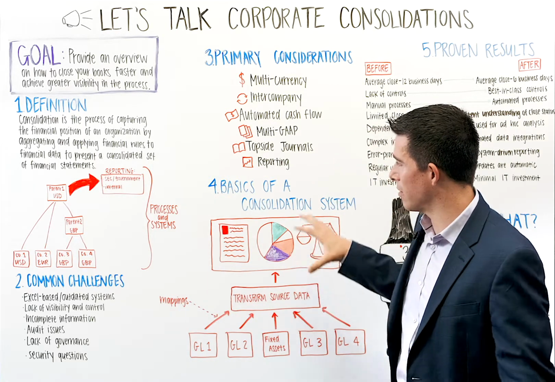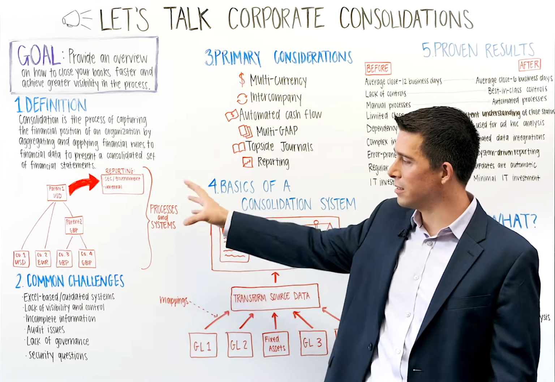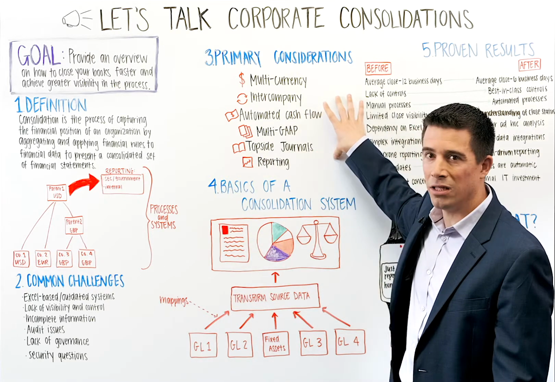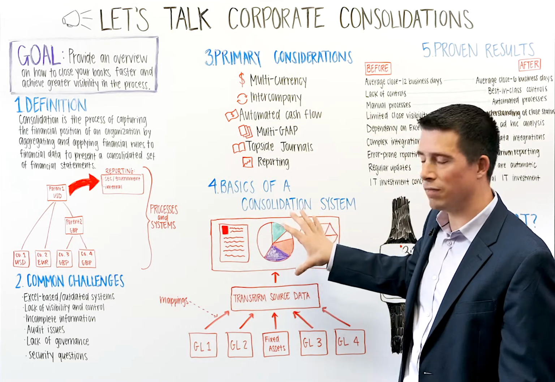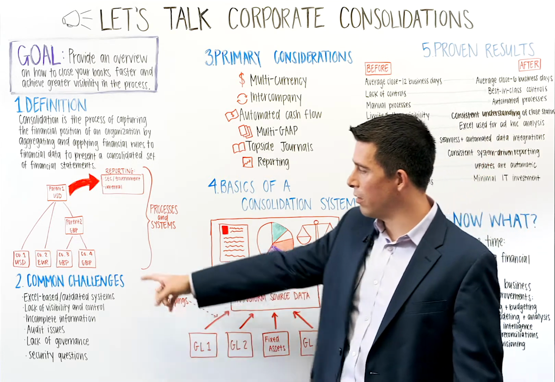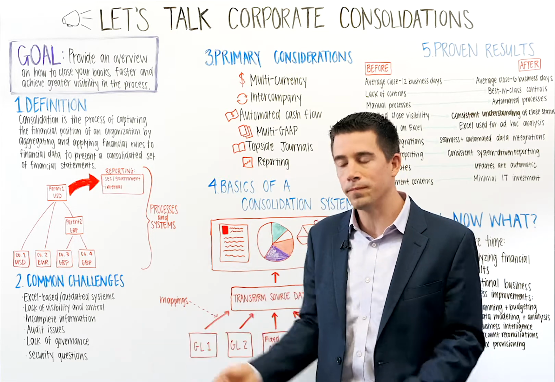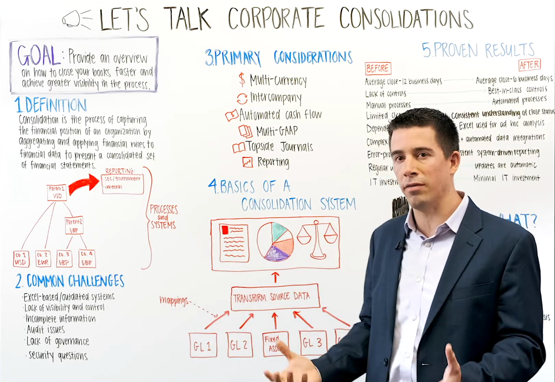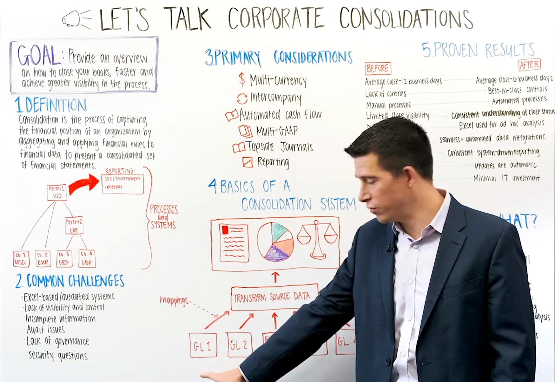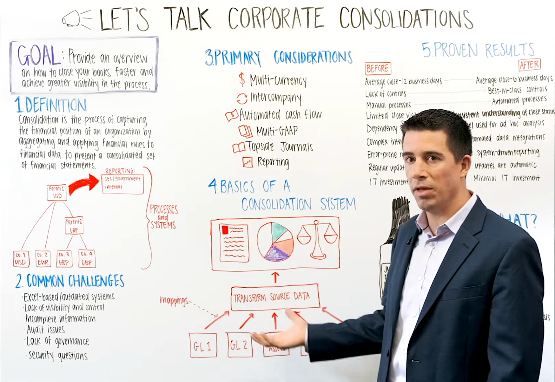So let's talk about the basics of a consolidation system. We talked about a lot of the defined consolidations. We talked about a number of the common challenges and also some of the primary considerations. Now, if you really get into the basics of a consolidation, what does a consolidation system do? If you think about a scenario like this one, where you're a parent company, you have many subsidiaries that you own, the consolidation gives you the ability to take that data in from source systems, oftentimes from multiple GLs, and take that data and bring it into the system in a unified fashion.